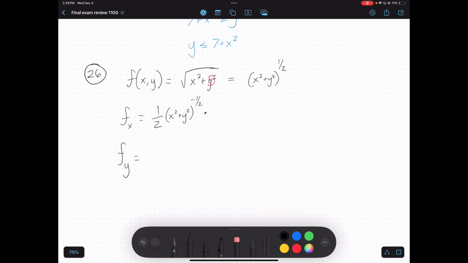x squared is going to be 2x. 2xy is going to be 2y. Plus, how is y squared changing if x changes? It's not. It's not changing, right? Because we're treating that as a constant. What's the derivative of a constant? Zero. Just 0. So that's it. My derivative of the inside function is just 2x.